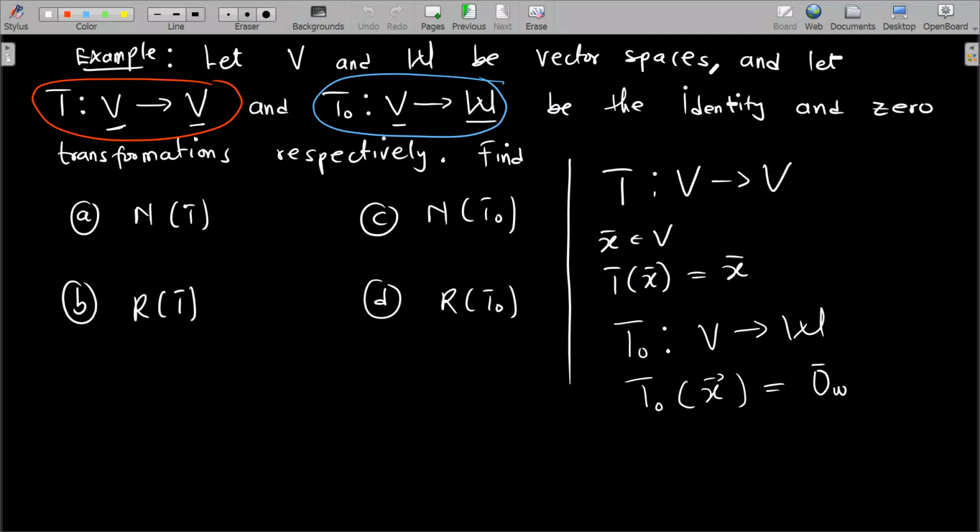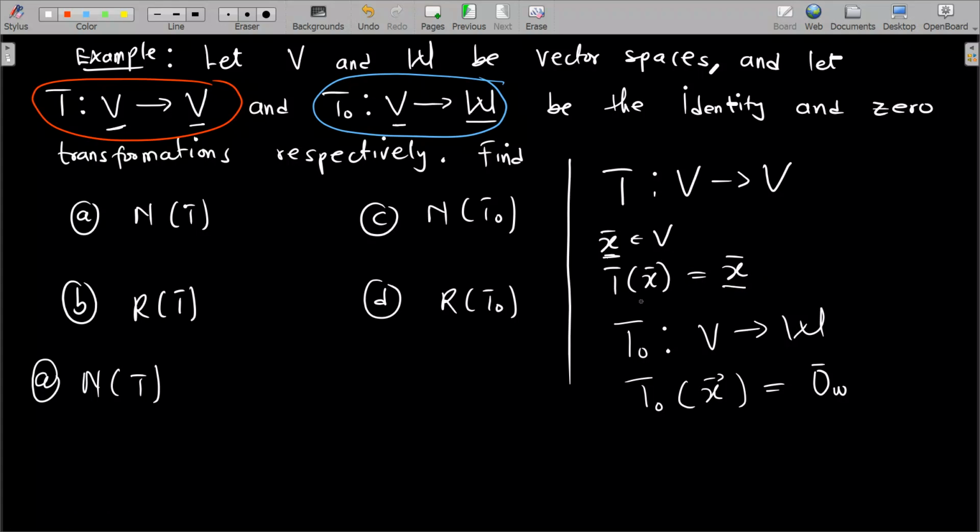Okay, so now let's come back to answer all these ones, right? Part A is saying that we should find the null space, or the kernel, of this identity transformation. So the first thing is we understand that the definition of the identity transformation is that it takes an element in V and maps it to the same element.